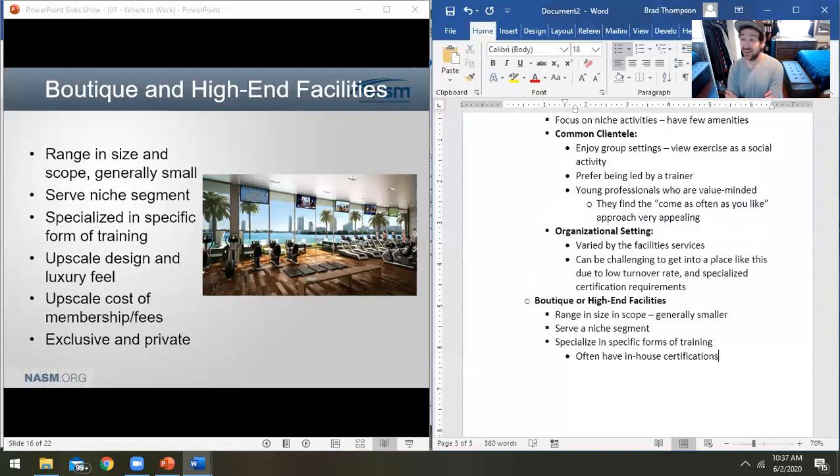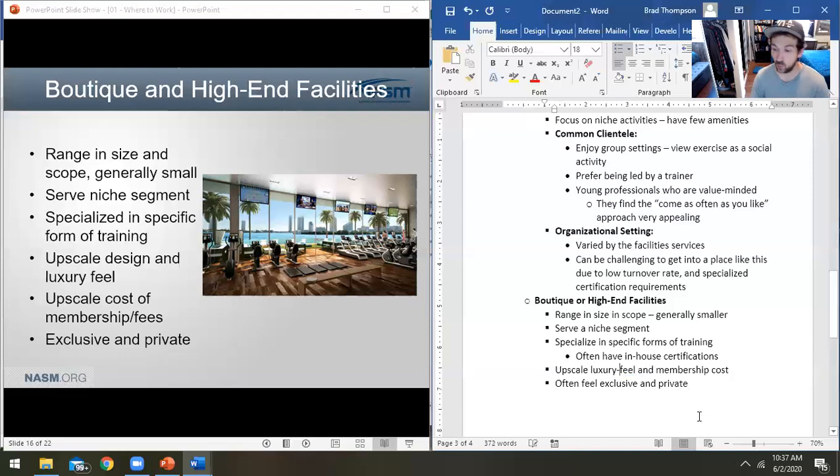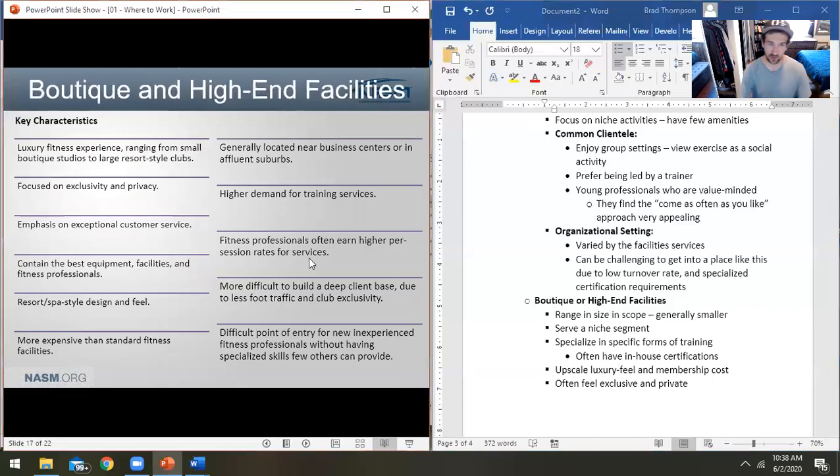So it might not serve you once you leave a place like Equinox, which is kind of the point, actually. They often have these in-house certifications. They want their trainers to know how to do stuff specifically. They often also have that upscale luxury feel and membership cost, and often feel exclusive and private. So they are appealing to people who want that luxury feel.